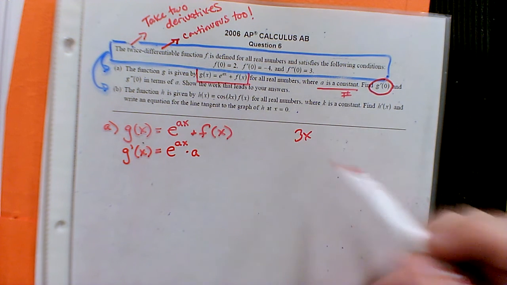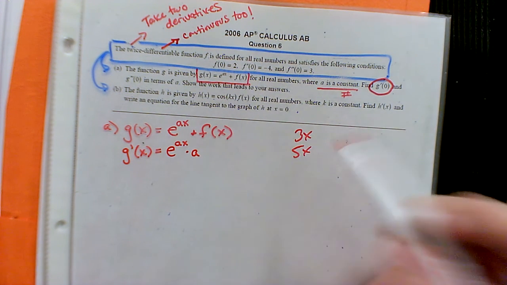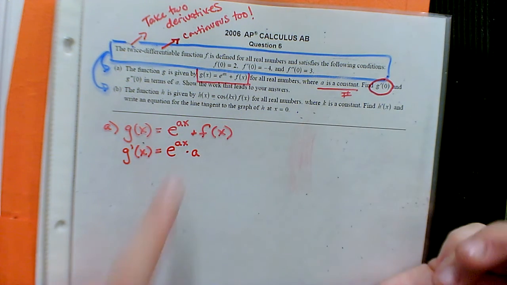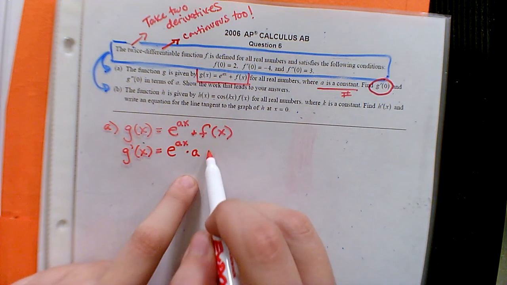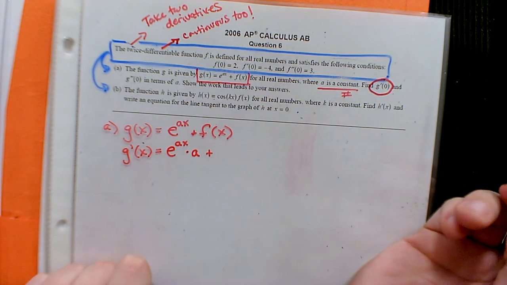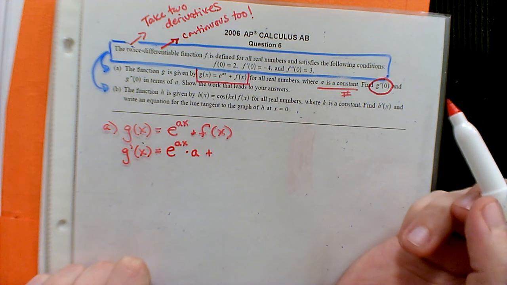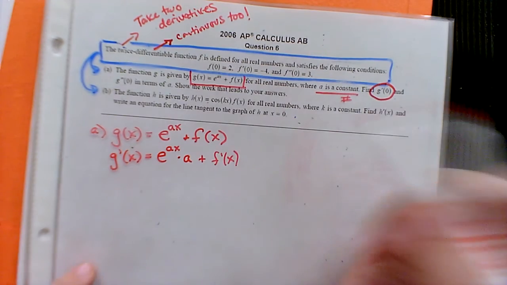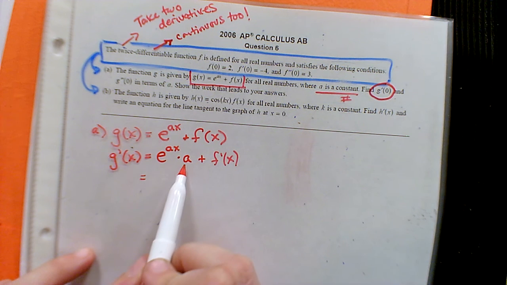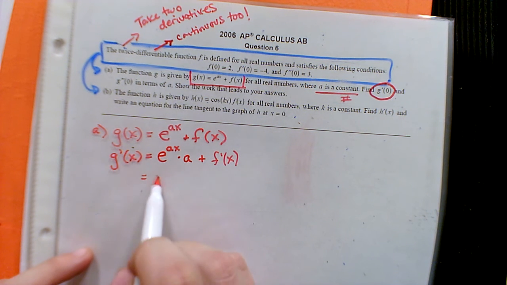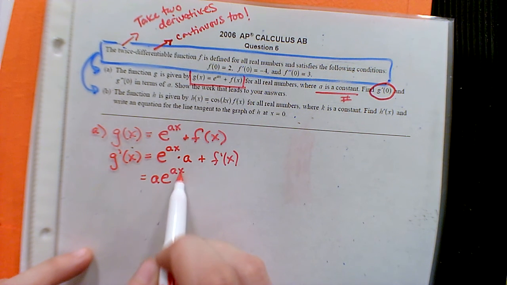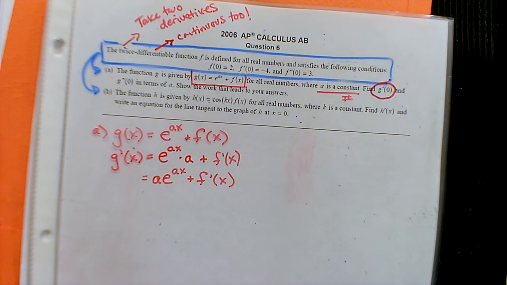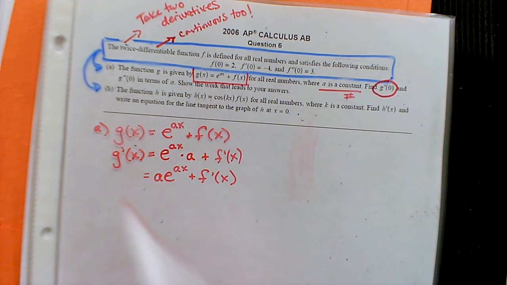Like the derivative of 3x is 3, the derivative of 5x is 5, derivative of -2x is -2. It's whatever that a value is. Okay, so there's the derivative of the first term. We now have to add the derivative of the next term. How do you want to signify the derivative of f? Yeah, f prime. Good. All right, now since a is a number, we can usually move that a value out front as a coefficient. After all, it is a number. So there's our cleaned up derivative.